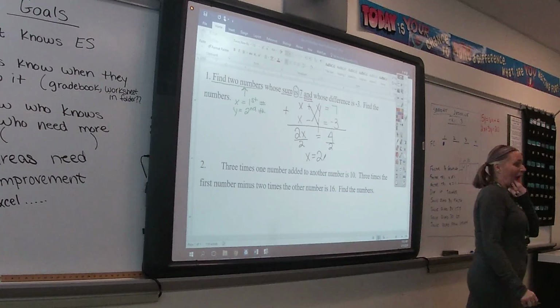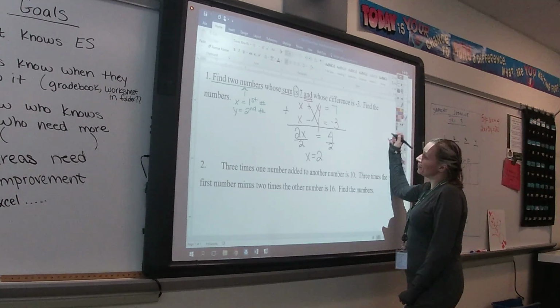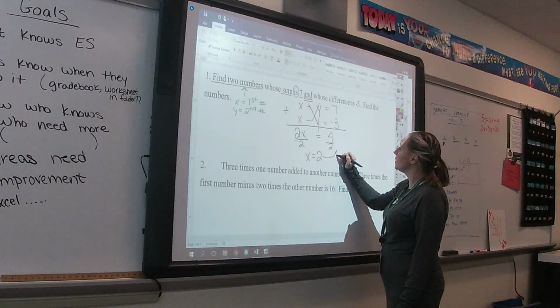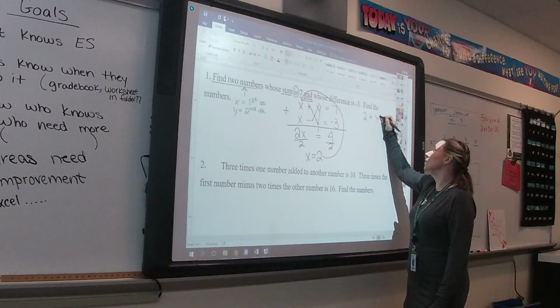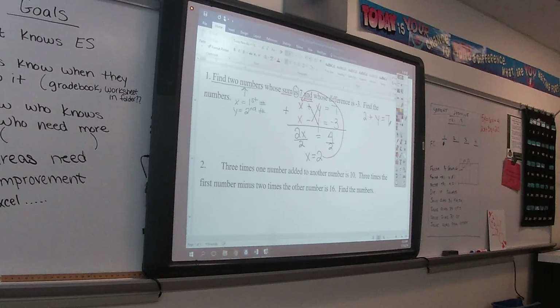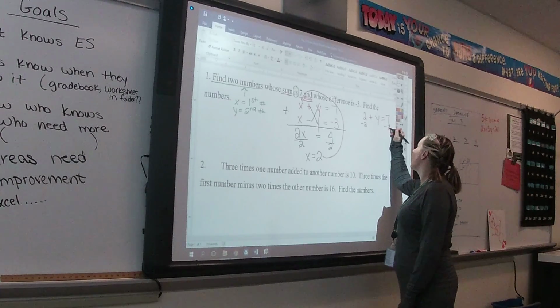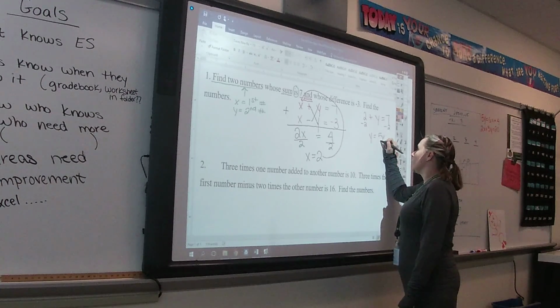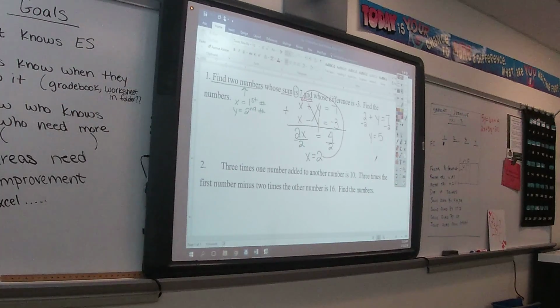Then we have to plug it back in. We're not done yet, right? So we've got to plug it back in and find the other variable. Can you plug it back into the top, please? Sure. And what variable are we going to plug this in for? X. So we'll say 2 plus y equals 7. We'll subtract that 2, and we'll get y equals 5. So it's 2, 5.